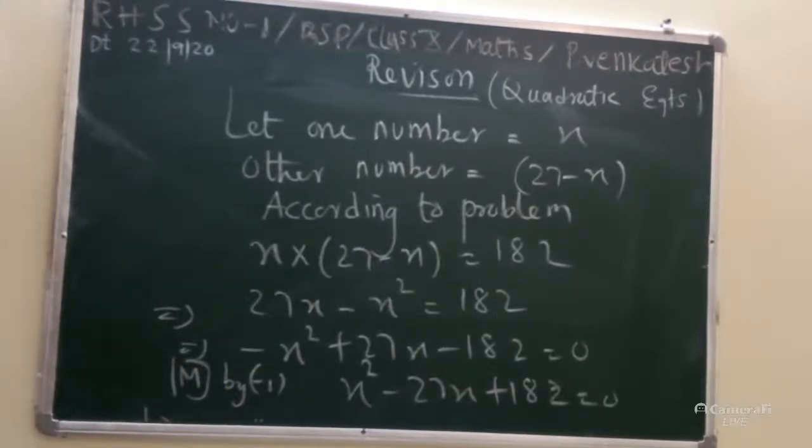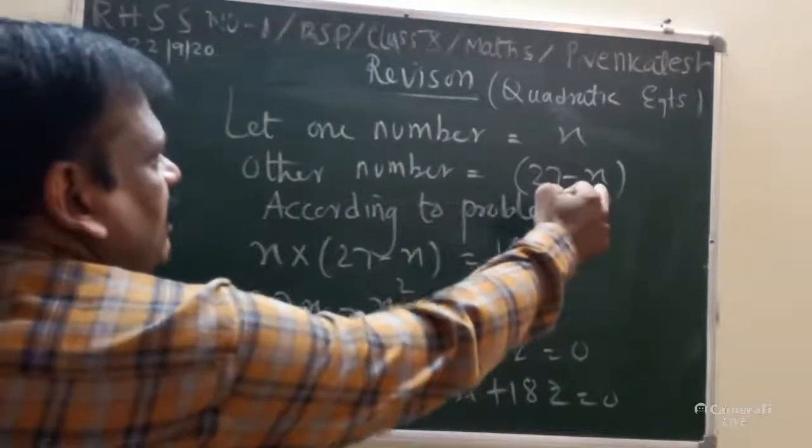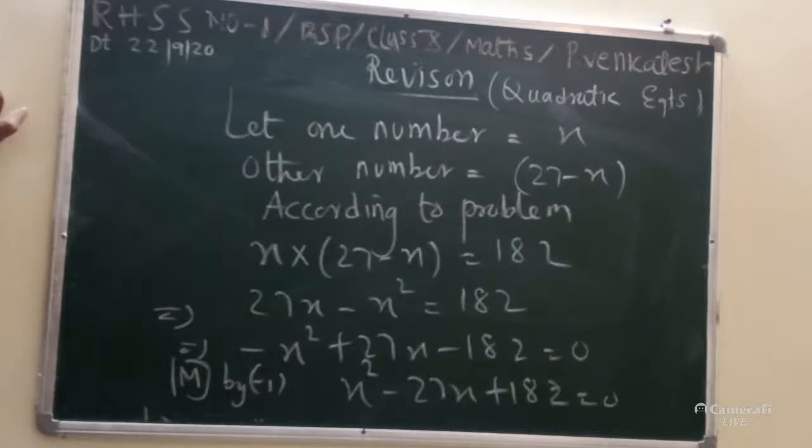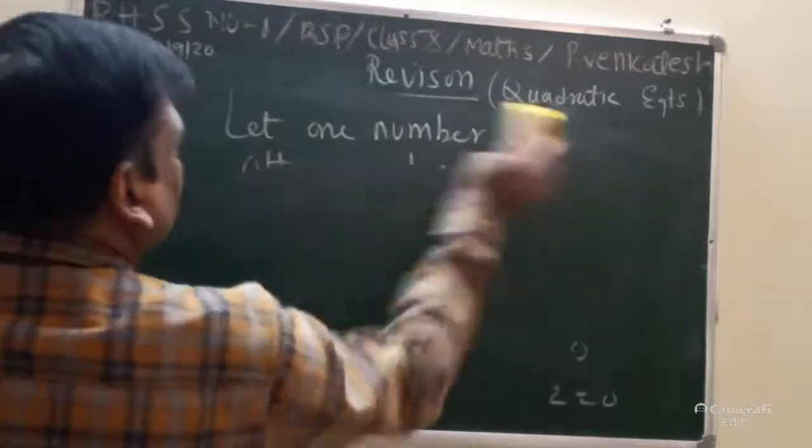Then you will get the value of x. Then the numbers will be x and the other. Suppose x equal to 20, you got it. The other number will be 27 minus 20, that is equal to 7. Whatever you solve and get the value. This is how we will form the equation in quadratic form. Now we'll move to the next question.